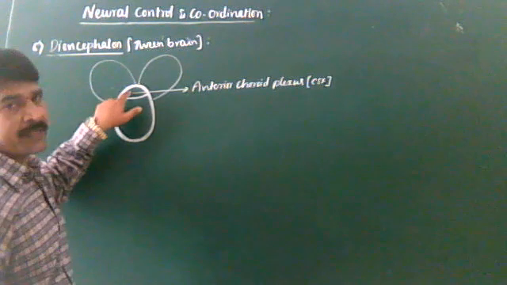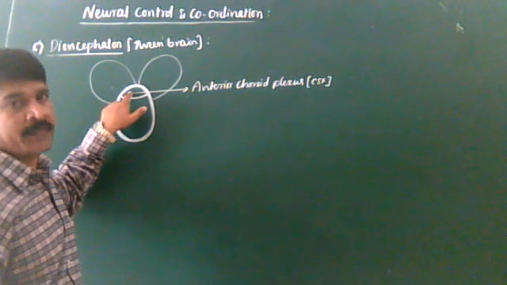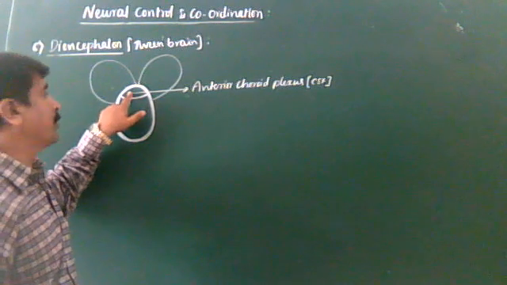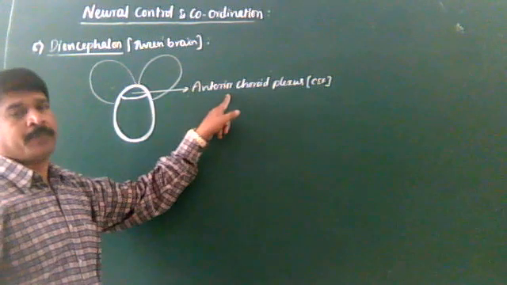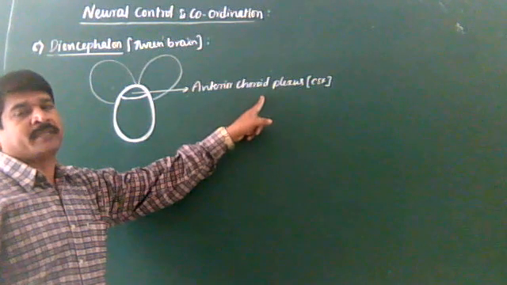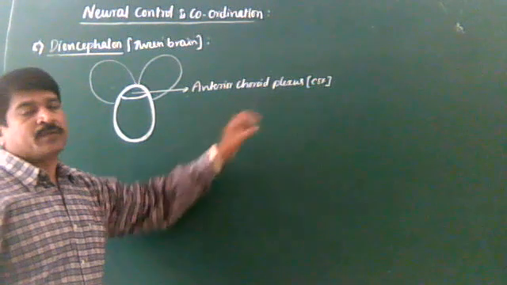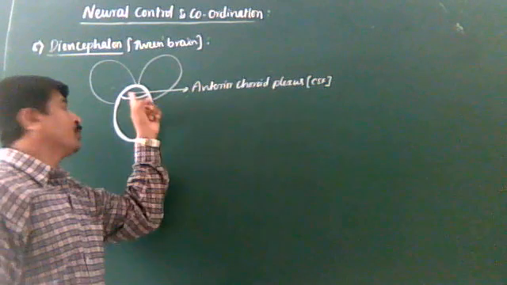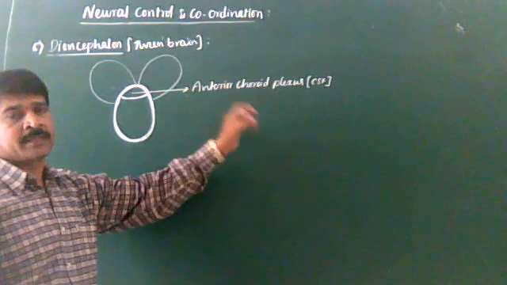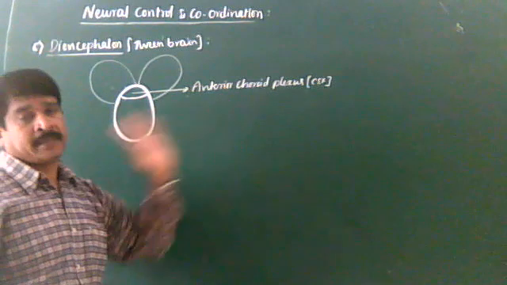The roof of the diencephalon contains a non-nervous area. Dear students, you should remember, though it is a part of the brain, it doesn't contain neurons, but only blood vessels. That is why I am using the term non-nervous area. The roof of the diencephalon is called the anterior choroid plexus, containing blood vessels.